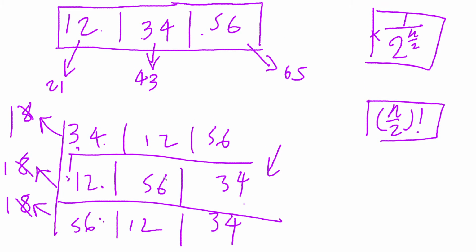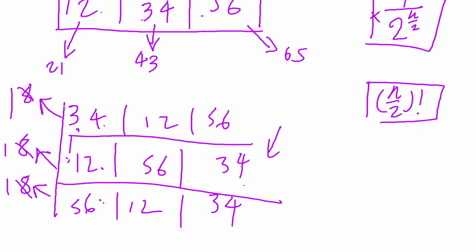So, in essence, the number of possibilities that we're dealing with here is the number of ways you can order the pairs. And if there's n over 2 pairs, it must follow logically that there are n over 2 factorial ways in which you can order these pairs.